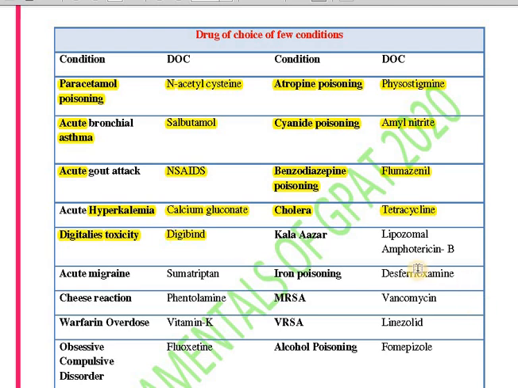Remember this. In case of kala azar, there is amphotericin B. Amphotericin B in the liposomal dosage form is used as a drug of choice in case of kala azar. Then in case of acute migraine, sumatriptan is drug of choice. In case of acute migraine, sumatriptan is a drug of choice. This question was already asked.